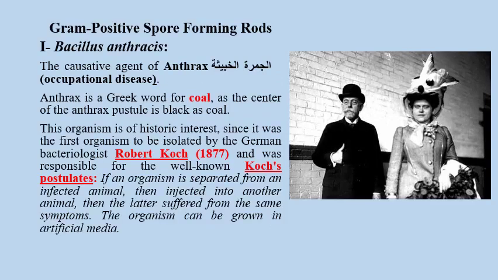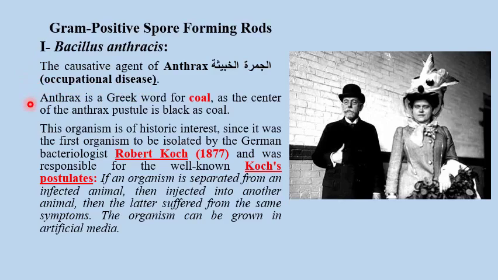Gram-positive spore-forming rods. Start بقى with spore-forming rods. Number 1, Bacillus anthracis. This is the causative agent of anthrax, اللي هي بالعربي اسمها الجمرة الخبيثة. This is one of the occupational diseases, يعني الأمراض المرتبطة بمهنة معينة, with a certain job.